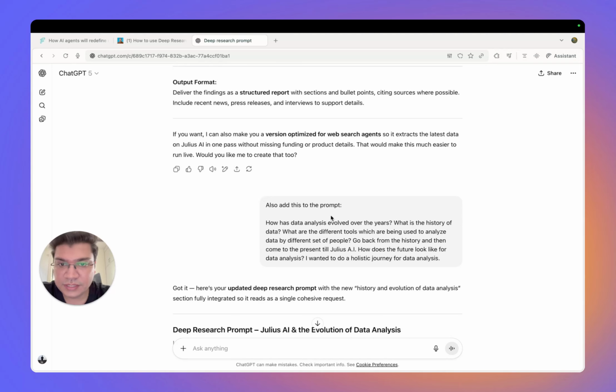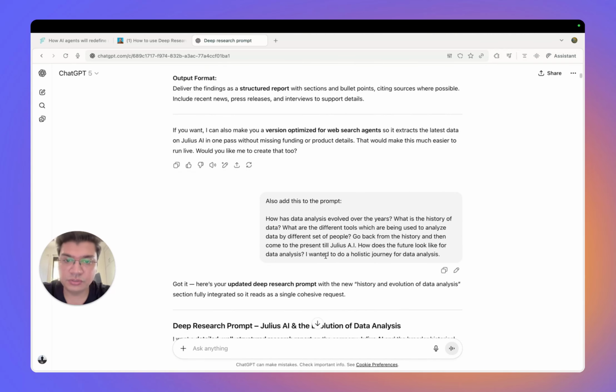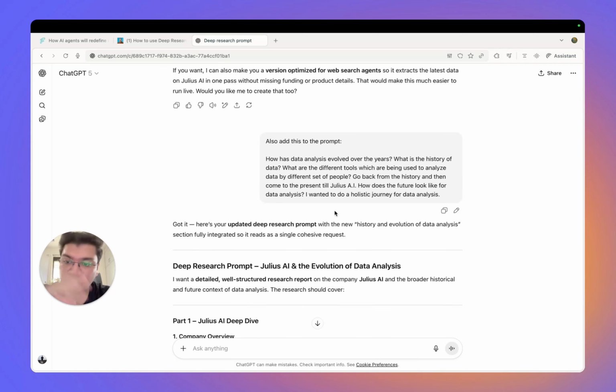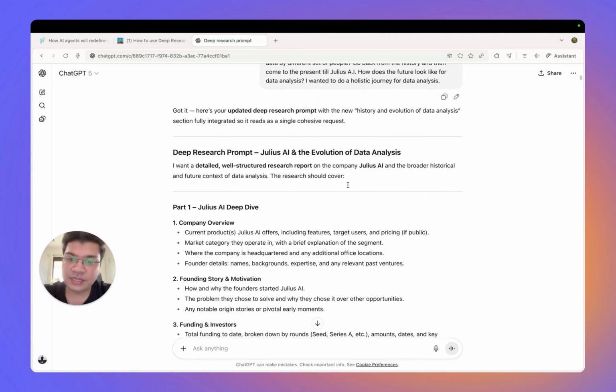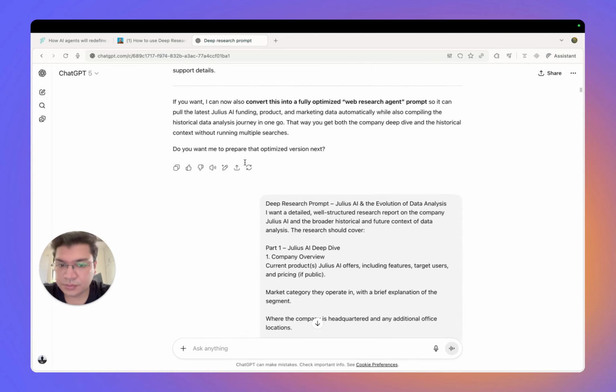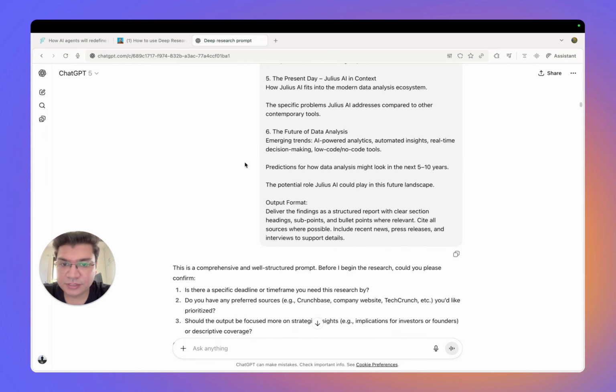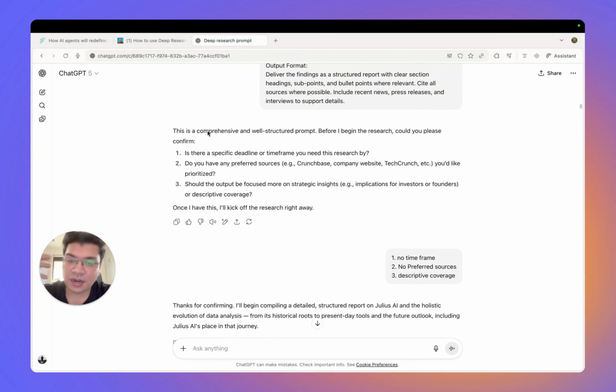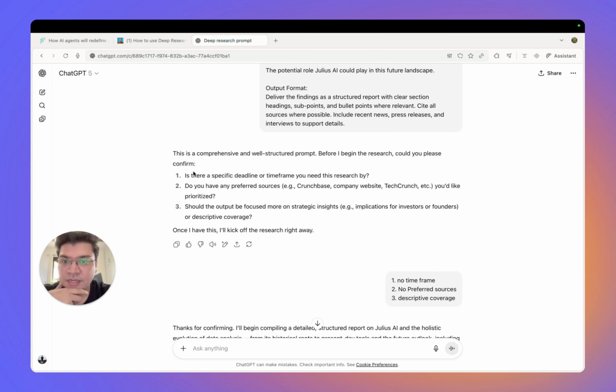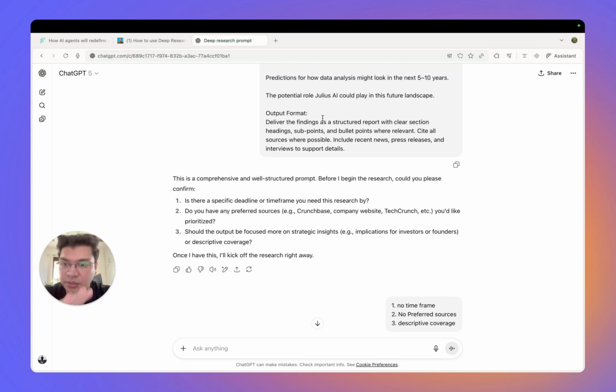Then I wanted them to also add how data analysis has evolved over the years and how Julius AI is positioned, and all those things. So then I got an updated prompt. Then I ran this prompt with deep research, and it asked me some follow-up questions, which are important. Whenever you put anything into deep research, it will first go through the text and the prompt that you have provided, and then it will come up with some follow-up questions.